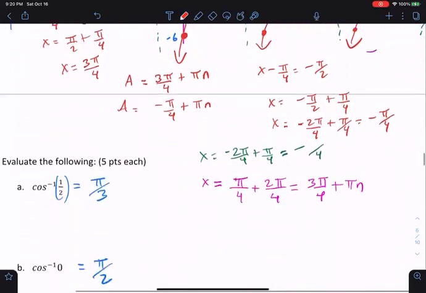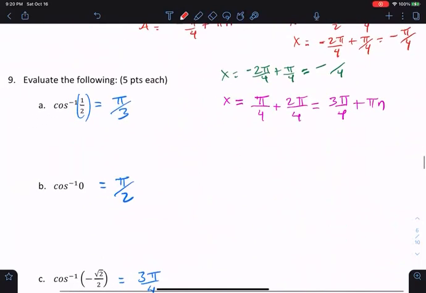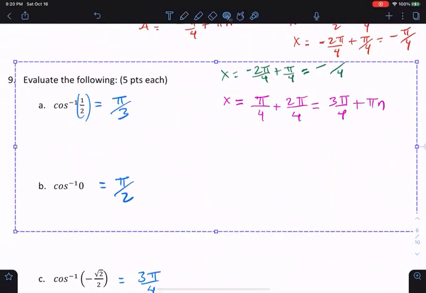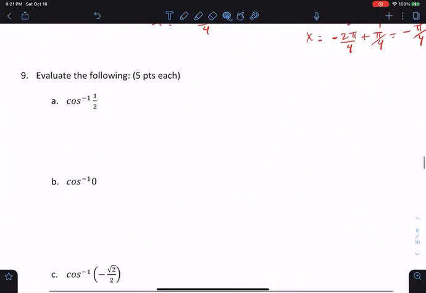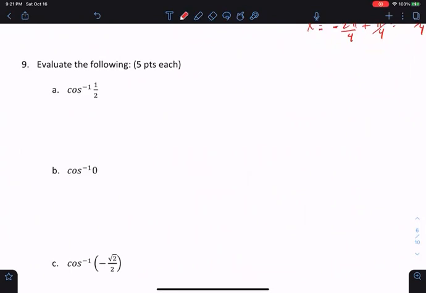Okay, so this took a lot of time because I have to draw it and explain it. Okay, so this one is easier.